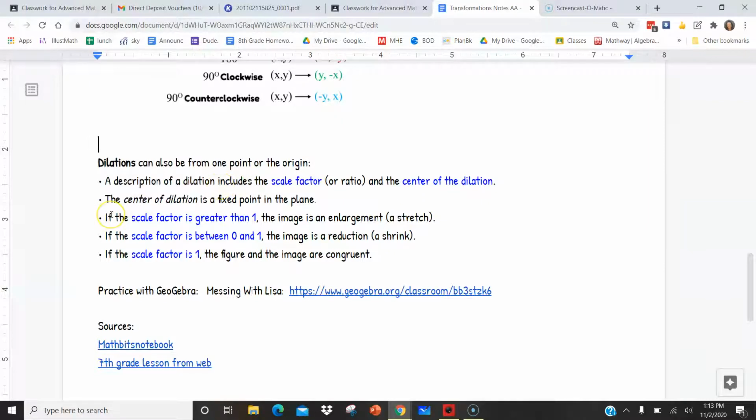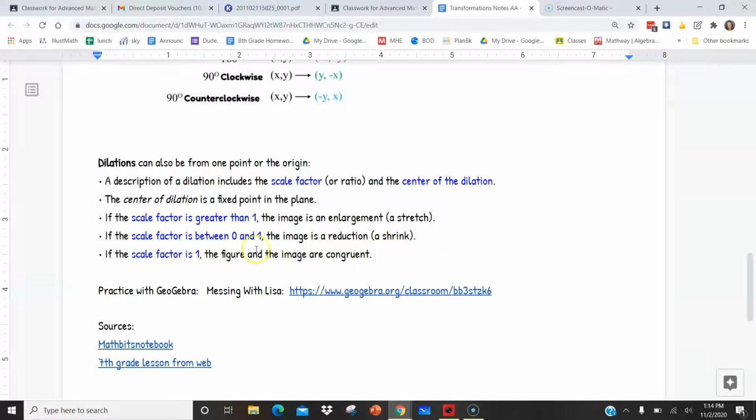If the scale factor is greater than 1, like 5, then 5, 5 is obviously bigger, and they call that an enlargement or a stretch. If the scale factor is between 0 and 1, then it's a reduction. Obviously, if the scale factor is 1, then it's a congruent figure. So we either have a stretch, which makes it bigger, a reduction, which shrinks it, or it's the same, which is congruent.